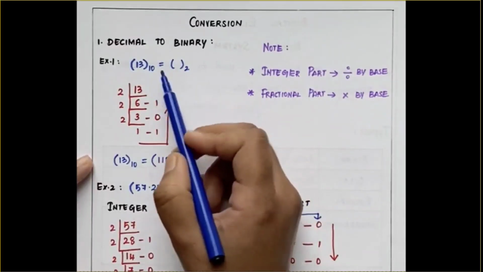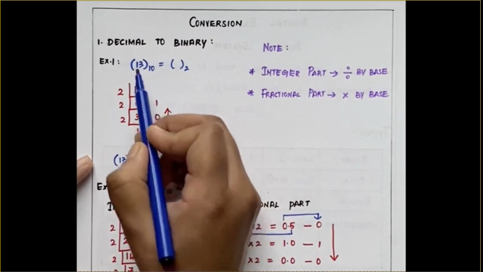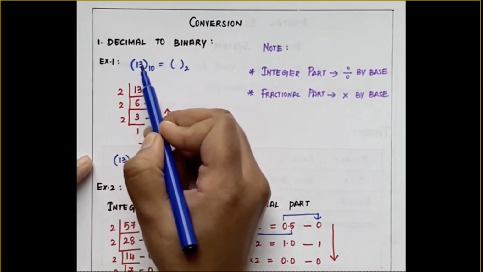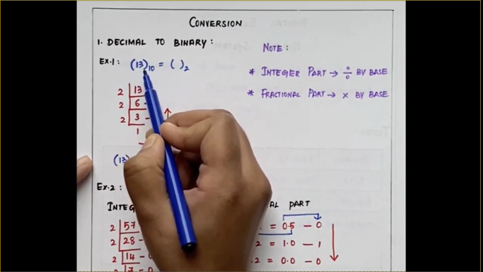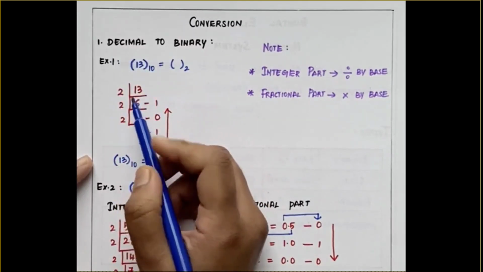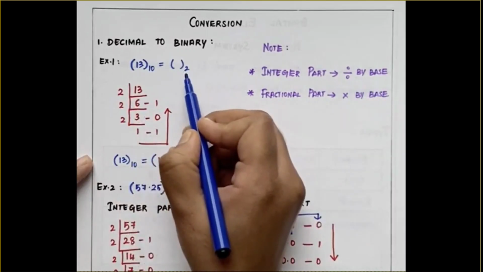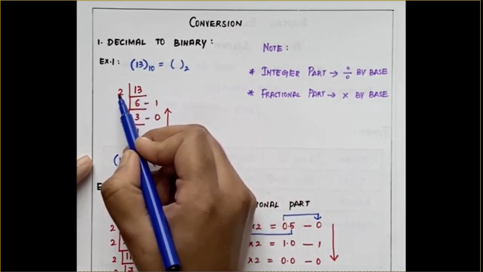For the given example, 13 is purely an integer part, that is, it does not have any decimal number. So first we have to divide by its base value. We have to check if it has a decimal point, and after the decimal point, if it has a digit that belongs to the fractional part. Since it has only integer part, we have to divide by its base value, which is 2. So 13 divided by 2.